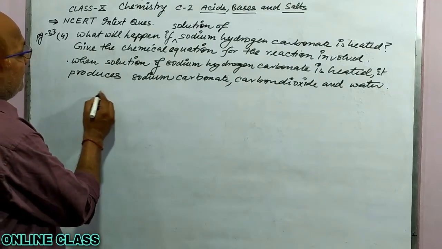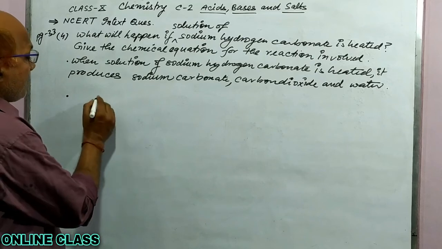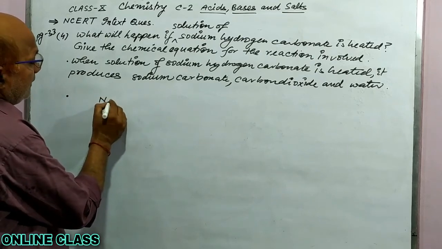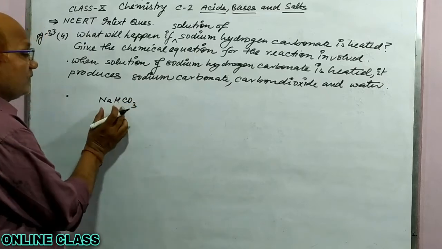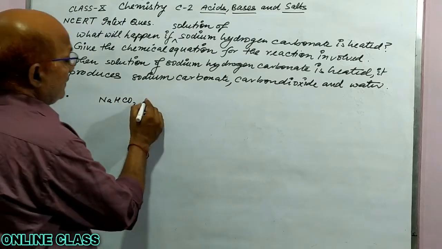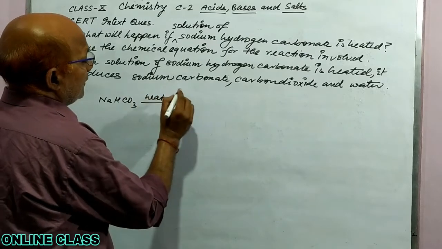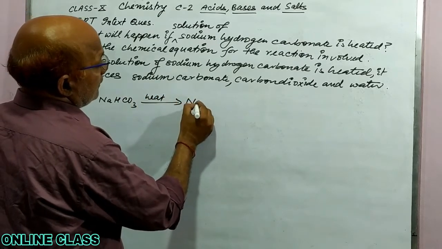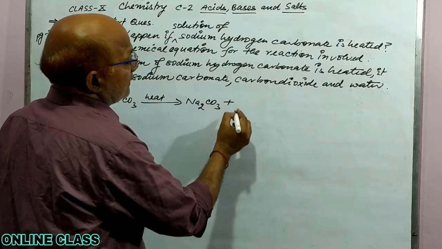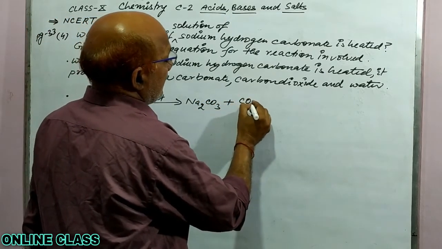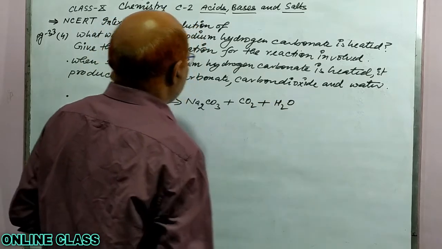So, we can write this. Second part is chemical equation. NaHCO3, this is sodium hydrogen carbonate. When it is heated, it produces sodium carbonate plus carbon dioxide plus water. Okay.